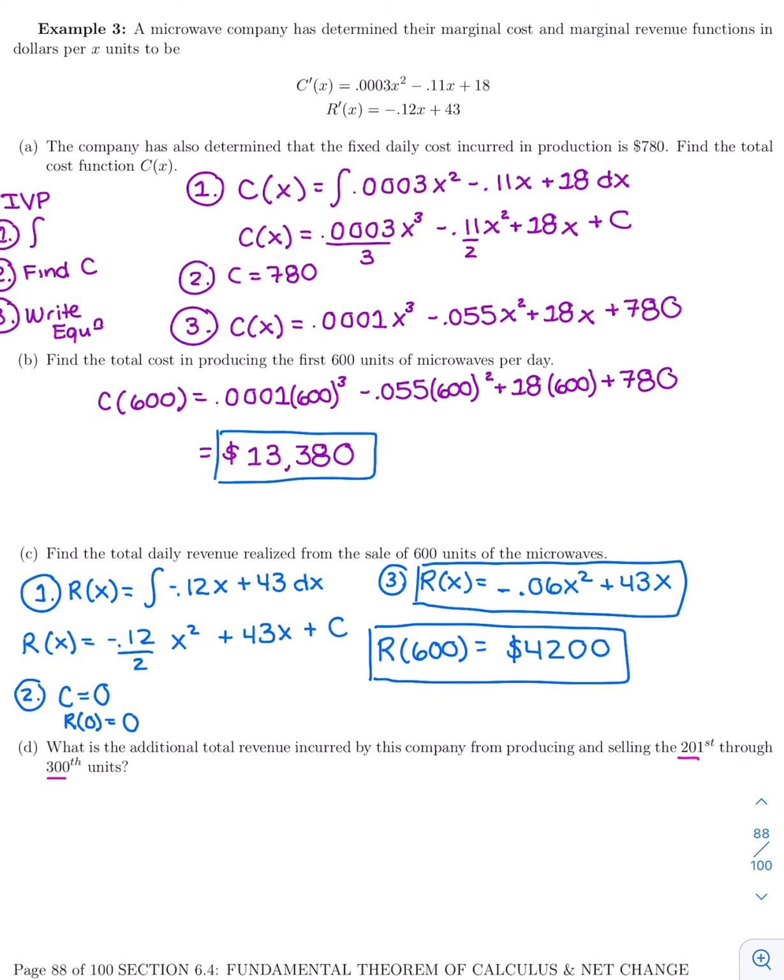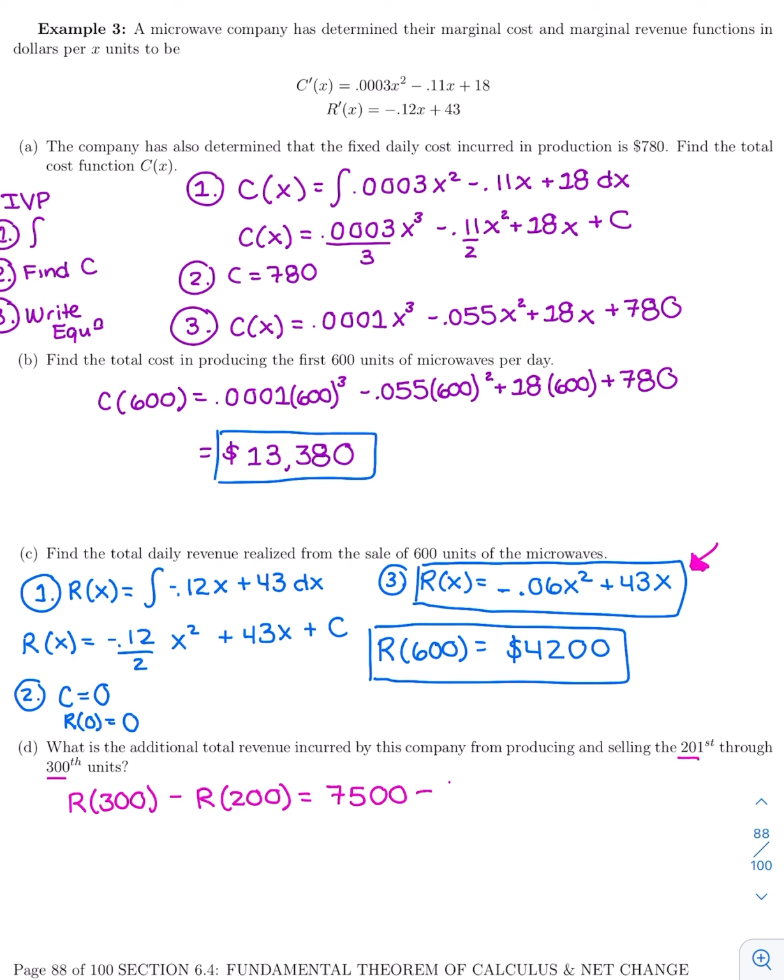So we already have our revenue function that we just found above. And to find this, we just need to figure out, well, what's the total revenue for all 300 minus the total revenue for all 200. And that will tell us the difference between making and selling the 200 first to the 300th unit. So we plug in R of 300, which is 7,500. I'm just plugging in to this piece above in my calculator. Negative 0.06 times 300 squared plus 43 times 300 gives me $7,500 in revenue from producing and selling 300 microwaves.